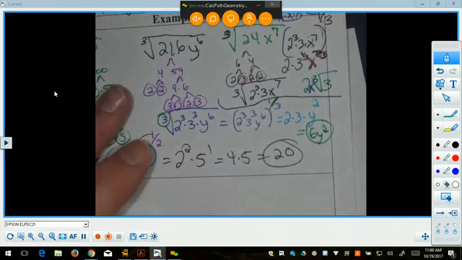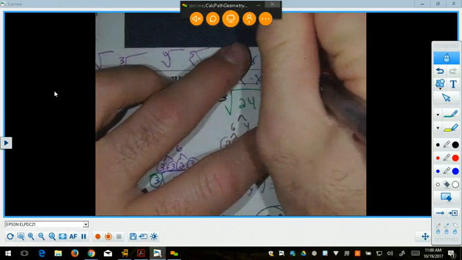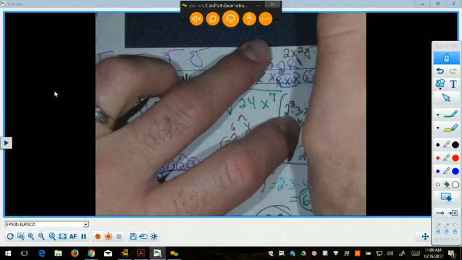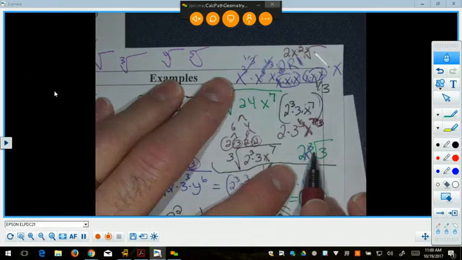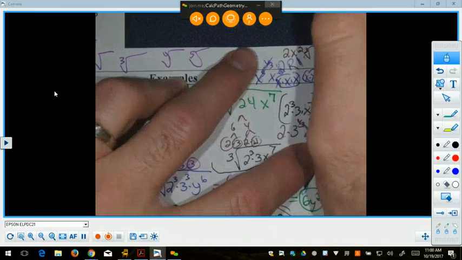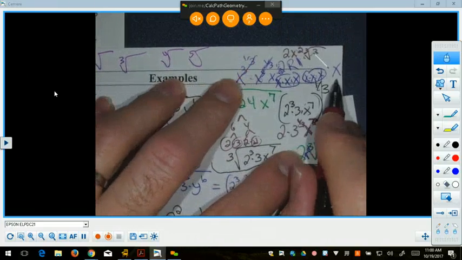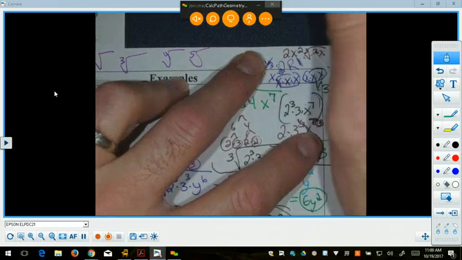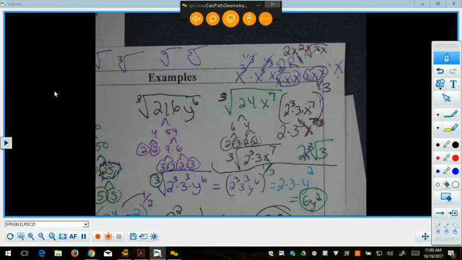I ran out of room. I'm going to have to write it above. I'd actually have 2x squared. Under my cubed root, I still have that 3 that didn't come out. And see how I still have this x to the 1/3? That can't come out either, so that x stays under also.